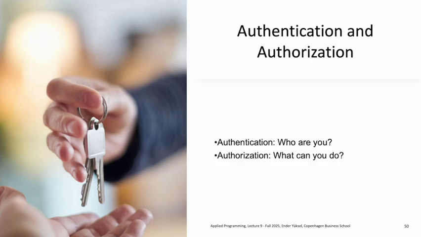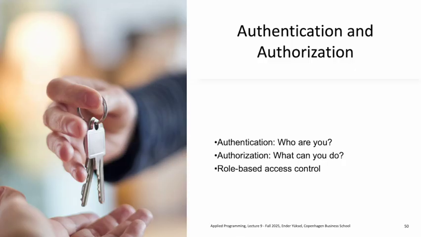In web applications, authentication verifies a user's identity. This usually involves logging in with a username and password. More advanced systems may use multi-factor authentication, which adds an extra layer of security, like a code sent to your phone. Authorization, on the other hand, determines what the authenticated user is allowed to do. For example, a regular user might be able to view their profile, but only an admin can delete other users.